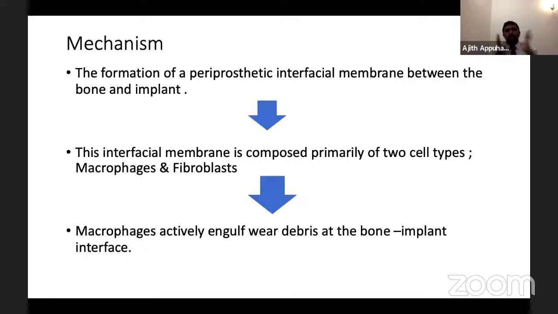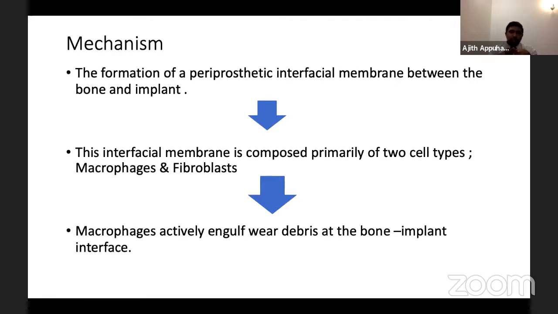Now we'll talk about the mechanism. I discussed this area in my separate topic on bone metabolism and homeostasis, but I will discuss it again because osteolysis is very important and I can't miss this part even though I discussed it before.